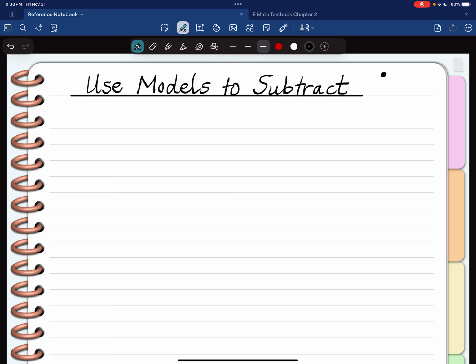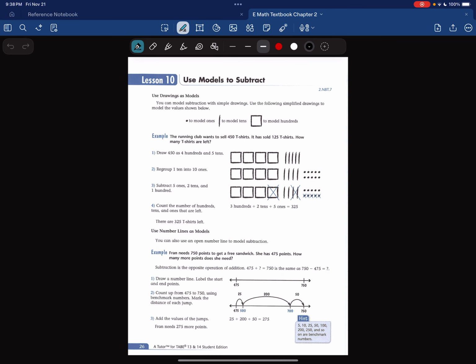I'm going to let a dot represent one of the cubes, one of the ones. A rod, I'll just make a straight line. And then a flat, I will use a square. So a cube represents 1, a rod represents 10, and a flat, of course, represents 100. So let's get an example problem to work with.